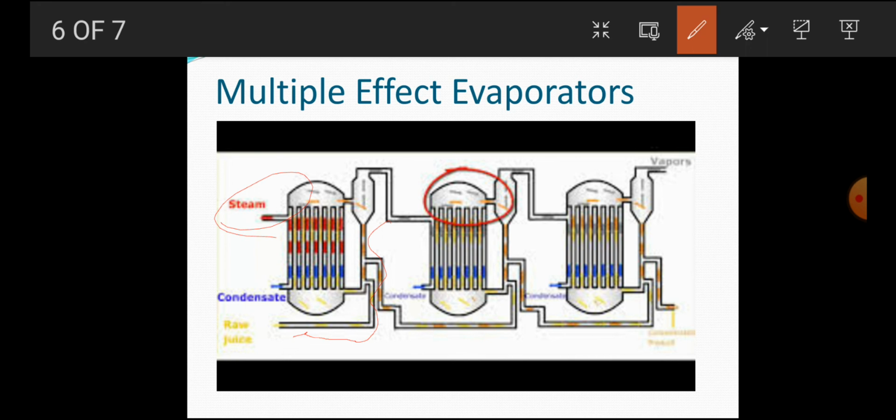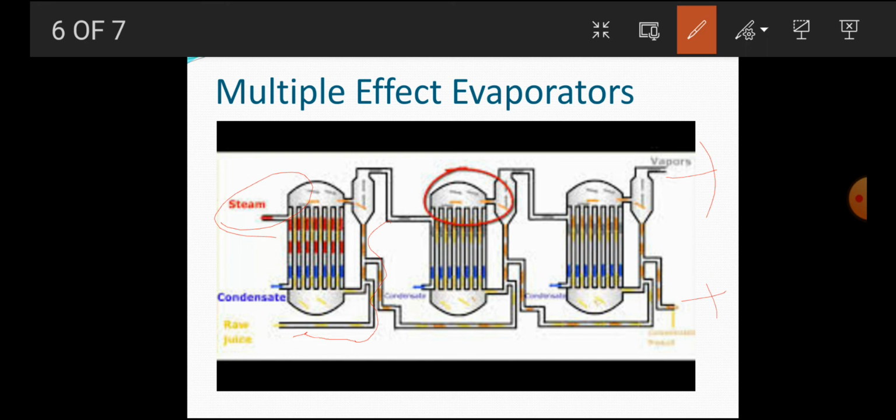The dilute feed enters the first effect, where it is partly concentrated. It flows to the second effect for additional concentration, and then to the third effect for final concentration. The final product is pumped out of the third effect.